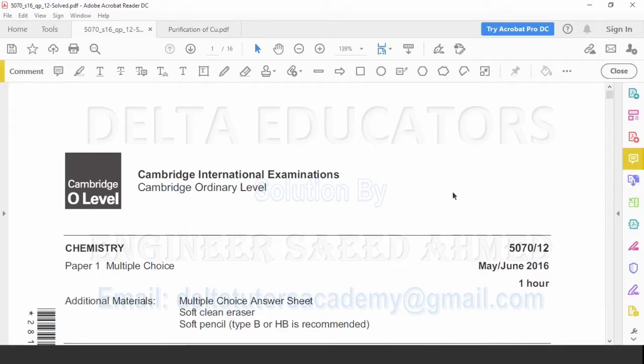O-Level Chemistry, Paper Code 5070, Paper 1 Variant 2, May June 16. Today we will solve question 1 to question number 20.